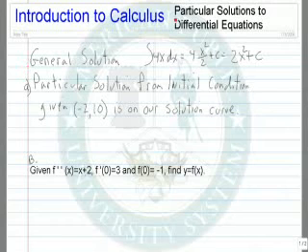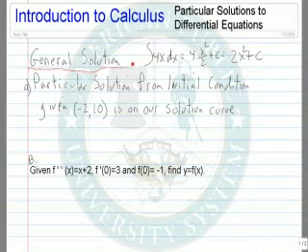What we want to do is find a particular solution to a differential equation. So far we've had the general solution, for example the integral of 4x dx. We use the power rule, x to the second over 2. We pull the constant out in front, so we have 2x squared plus c. This is called a general solution because we don't have one value of c, we have many values of c.